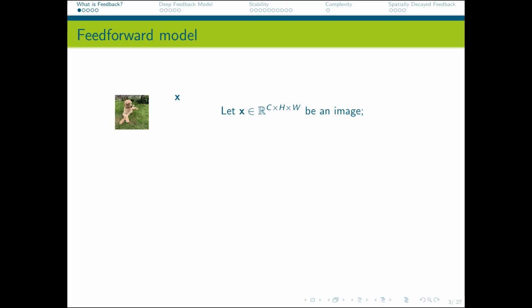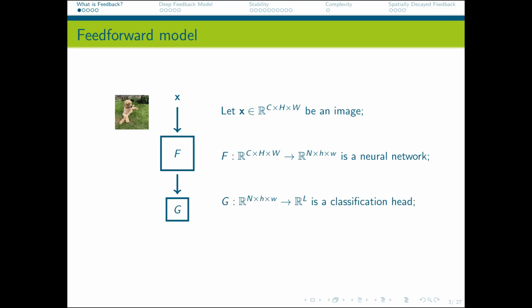So, in feed-forward models, imagine that you have the representation of a beautiful poodle. This beautiful poodle comes as an image with height H, width W and C channels. The C can be RGB for the case of 3 channels, of course. And the stimulus is fed to a neural network F, which maps this to a lower dimensional representation with N filters. In this latent representation, after F, this is forwarded to a classification head, G, which maps this representation to a space with dimension L.